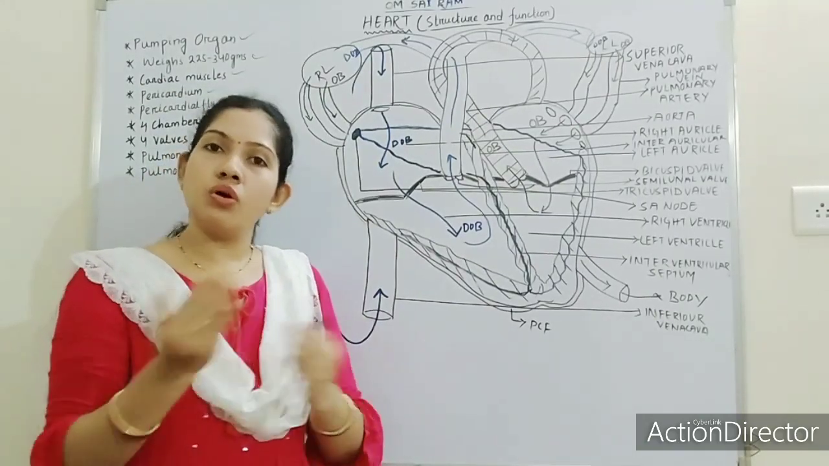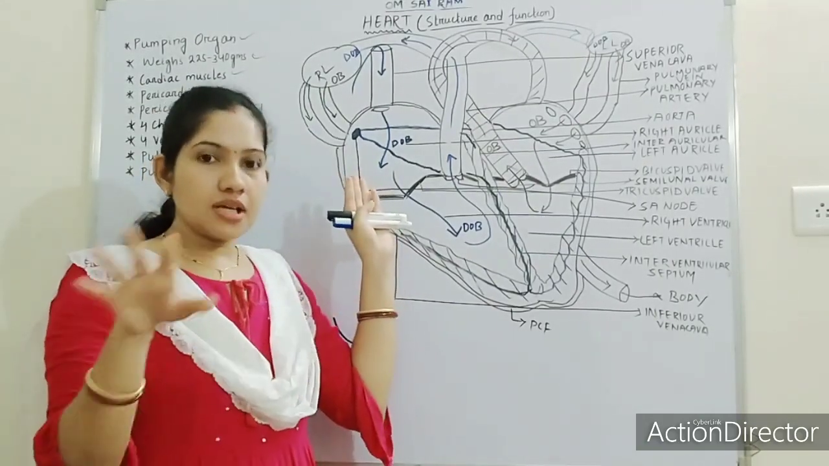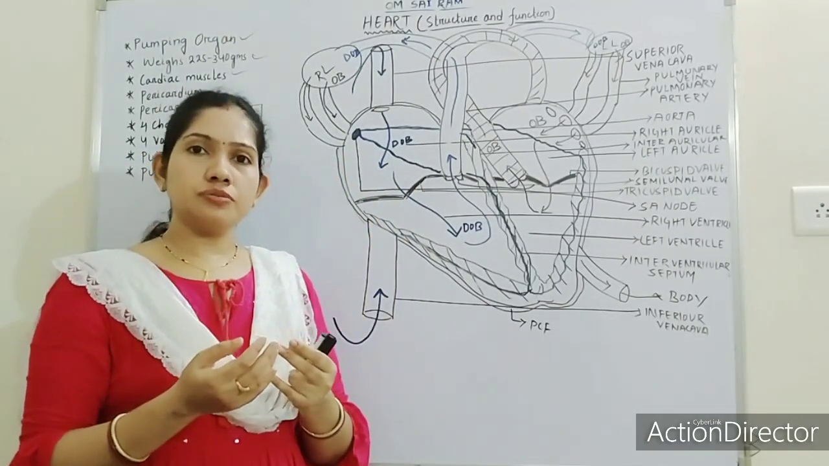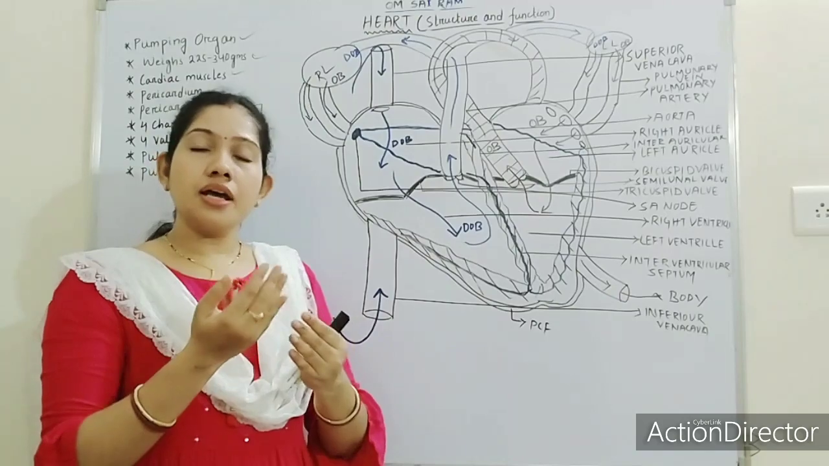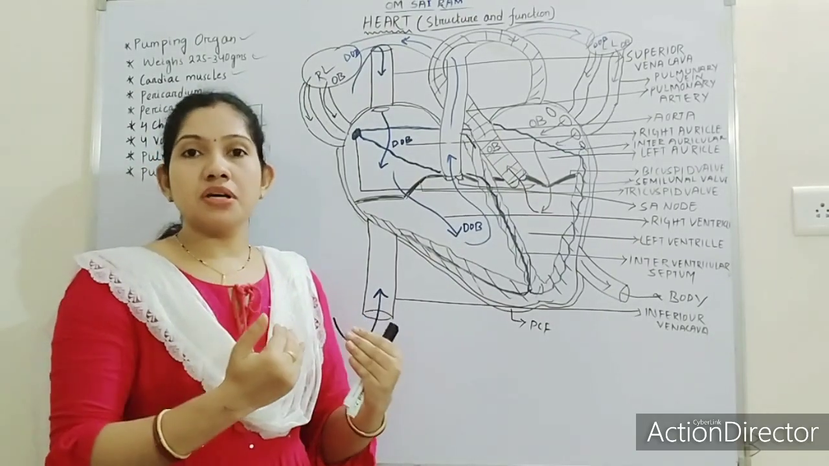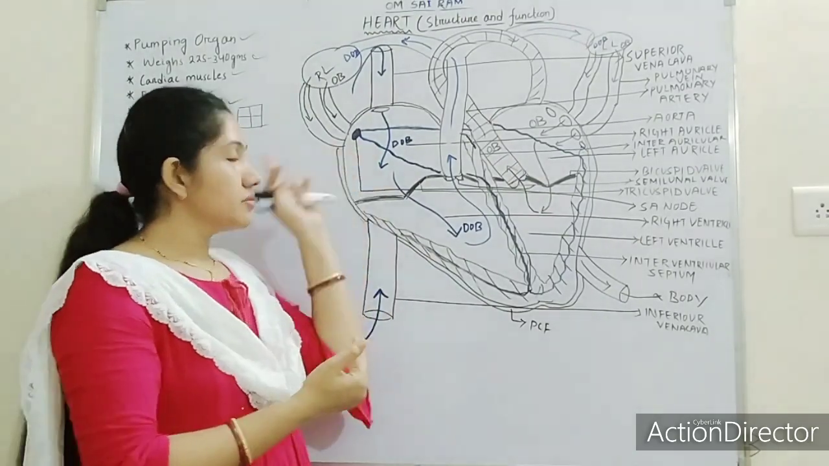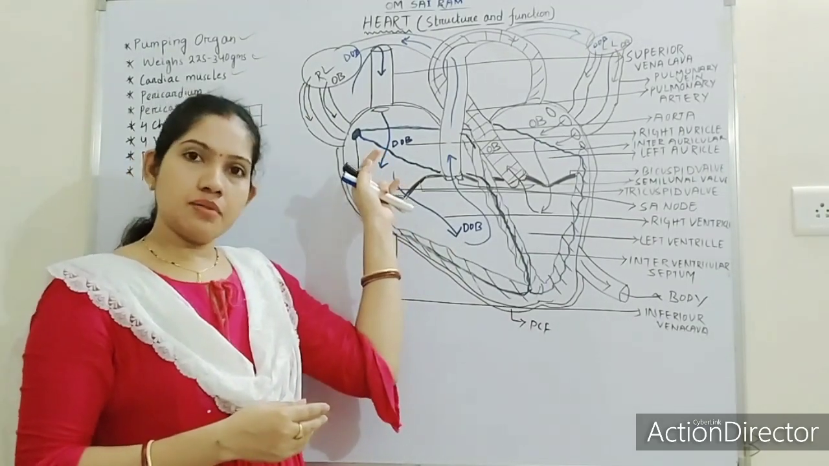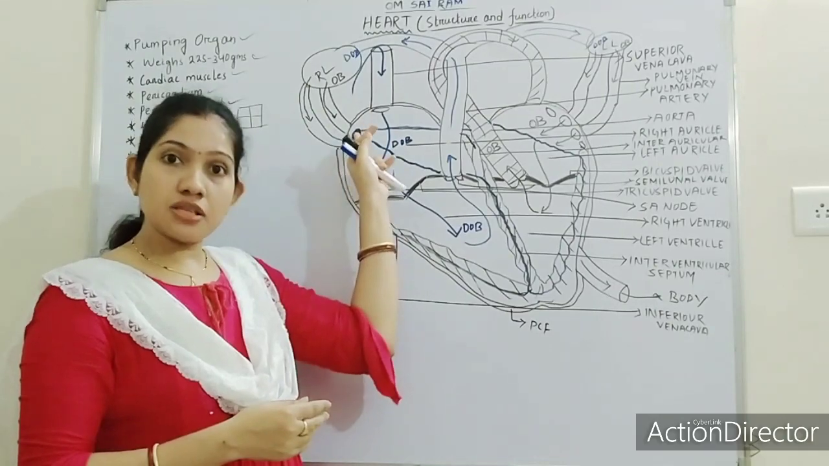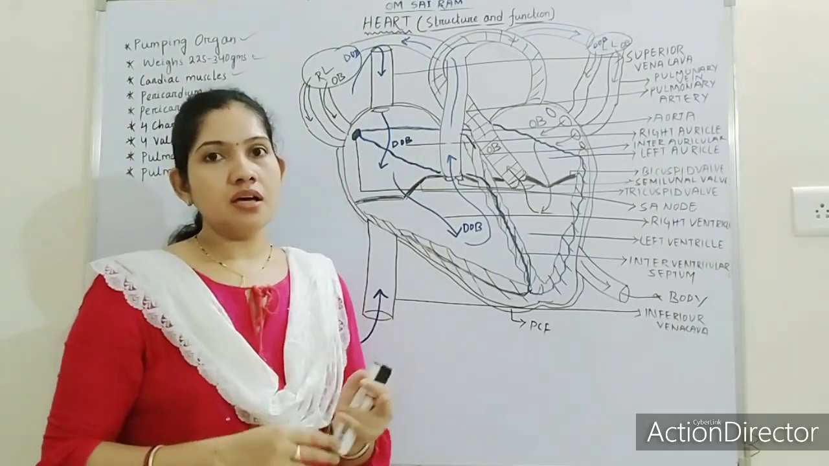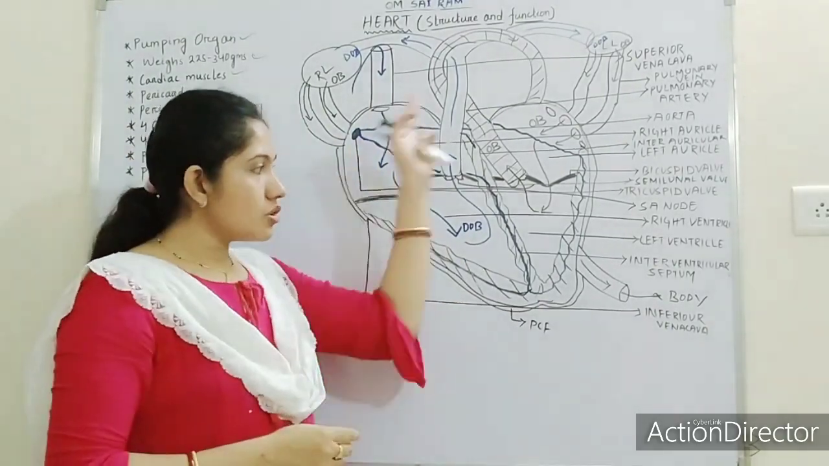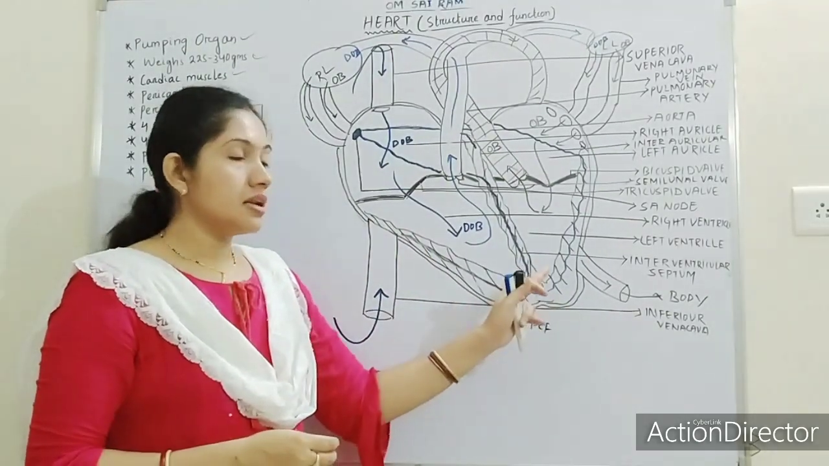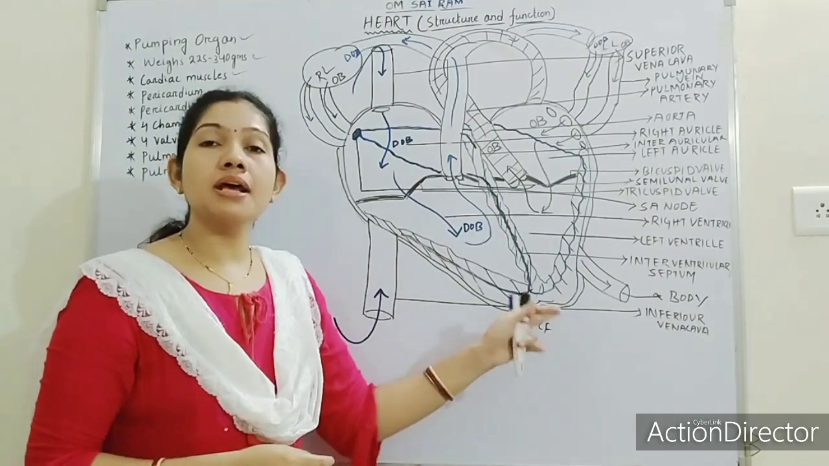And if in old age it does not work, I will tell you at the end of the topic, an artificial pacemaker is applied here in this part. It will be replaced. Got it? It can be replaced. This portion of the heart, the SA node, can be replaced with an artificial one. So this is all about the structure and function of the human heart.